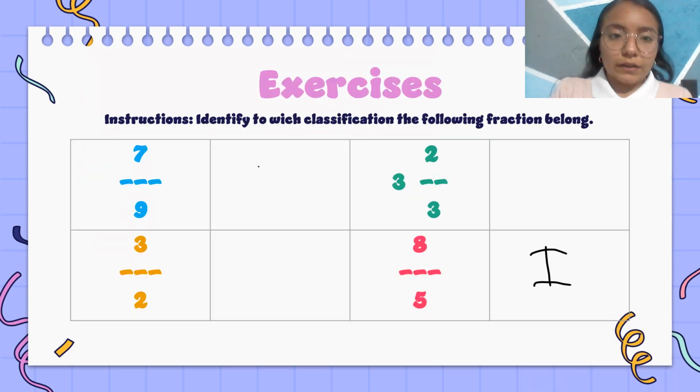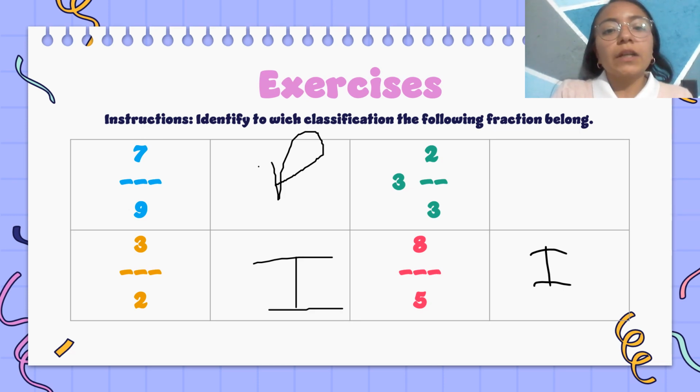Let's continue with the exercise. Identify to which classification the following fractions belong. Number 1. 7 is less than 9. Therefore, it's a proper fraction. Number 2. The 3 is greater than 2. Therefore, it is an improper fraction. And number 3, here we have 3 integers and in addition a fraction. Therefore, it is a mixed fraction.